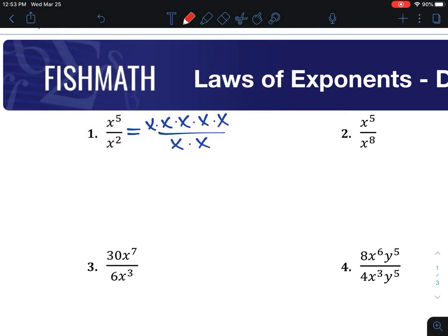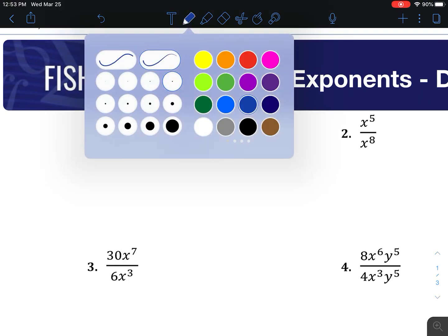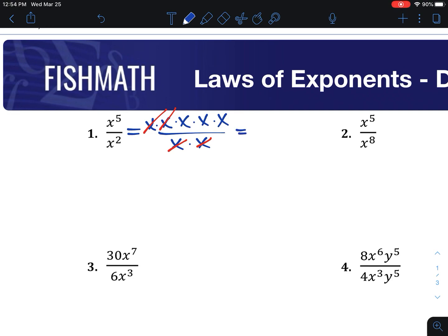Now we look for things to cancel out. One on the top, one on the bottom. Multiplying and dividing are the same thing, so they eliminate each other. Same thing, one more. So we're left with 3 x's up top, which is x cubed, and nothing left in the bottom. But we can't call it 0 because you can't divide by 0. So you can put a 1 down here, since multiplying by 1 doesn't change anything. So this is actually x cubed over 1, which is just x cubed.